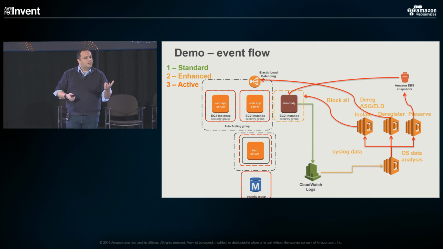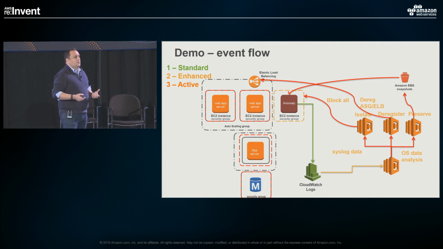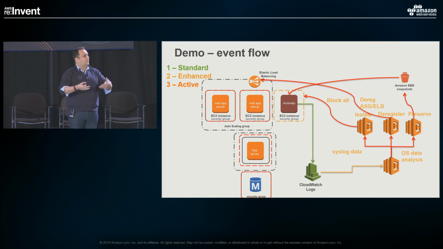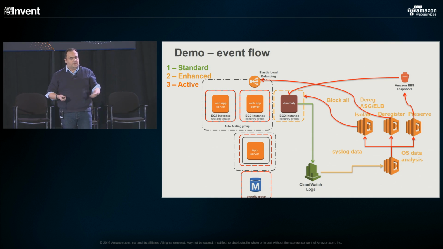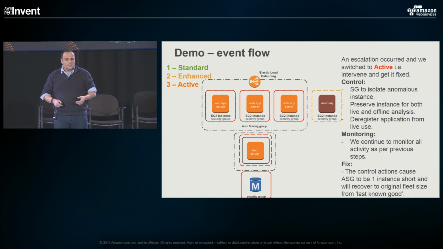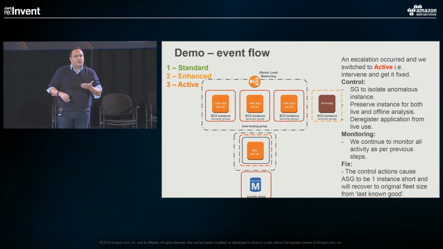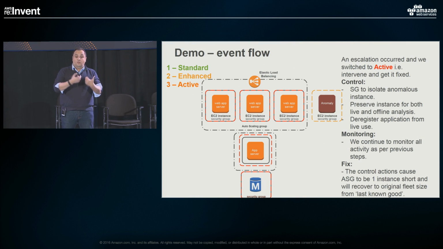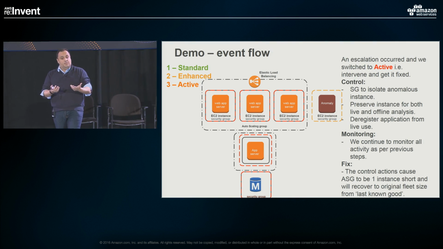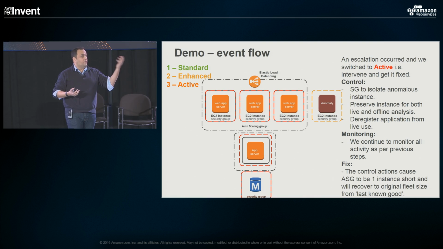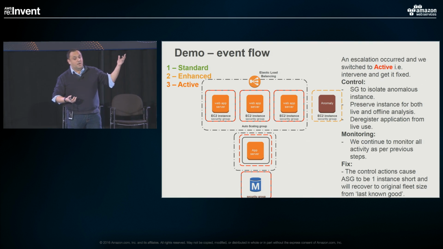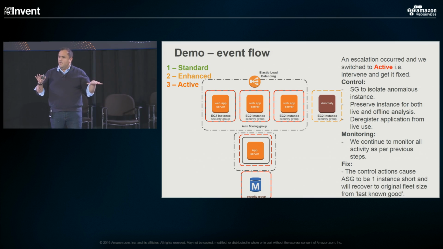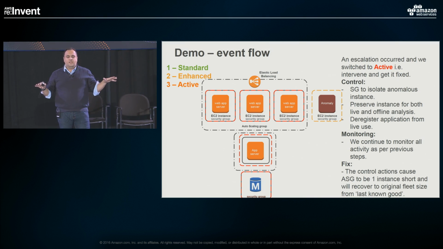Third, I also want to preserve data for offline analysis. So I'm snapshotting the volumes so I can load them into my forensics toolkit and start looking at the file system and see exactly what has led to this. In summary, a number of controls were deployed in there, some of them to do with the security group to isolate things, the preservation of data for investigation, the deregistration from the load balancer, and so on. On the monitoring side, the data sources remain pretty much the same as before, no changes there.